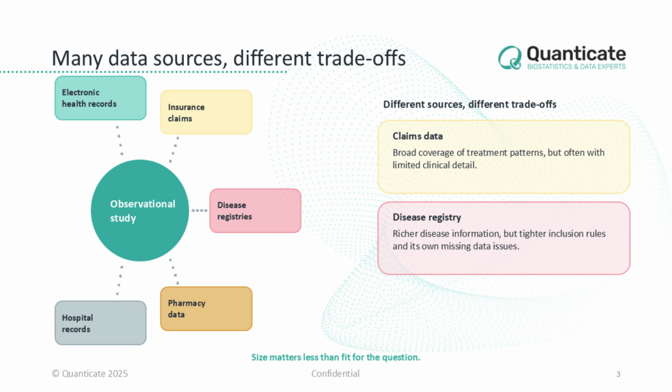Different real-world data sources bring different limitations. Claims data may give broad coverage of treatment patterns, but often with limited clinical detail. A disease registry may capture richer disease information, but may have tighter inclusion rules and its own missing data issues.